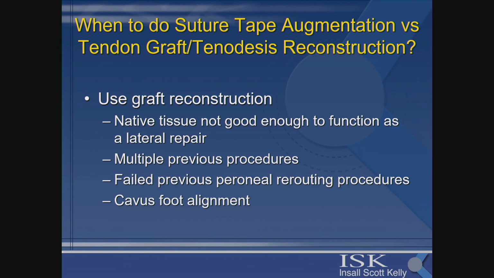So when to do this? In my hands, I do this in a revision. You can also use this if your native tissue is really not good enough to function as a lateral repair. You can also do this if you have peroneal tendon instability, and instead of coming under the peroneals, you can go over the peroneals and dock in the calcaneus, and that can keep them reduced. Also, sometimes it's a good mode of treatment for patients with a cavus foot malalignment, to give them more secure fixation.